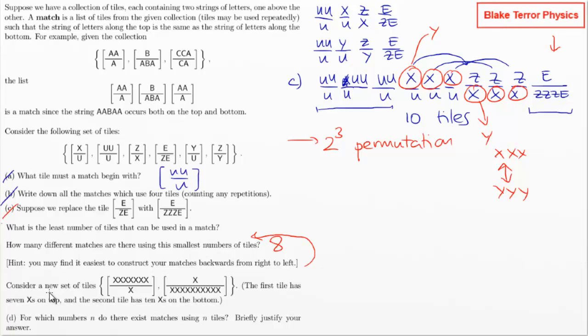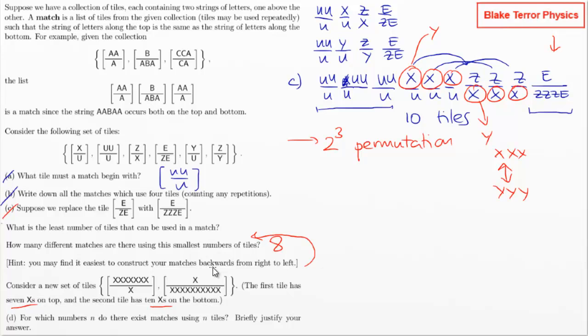Consider a new set of tiles: x, x, x, x, x, x, x over x, and then x over lots of x's. So we've got 7 x's on top and 10 x's on the bottom. For which numbers n do there exist matches using n tiles? Right, so how are we going to put all of these together then?